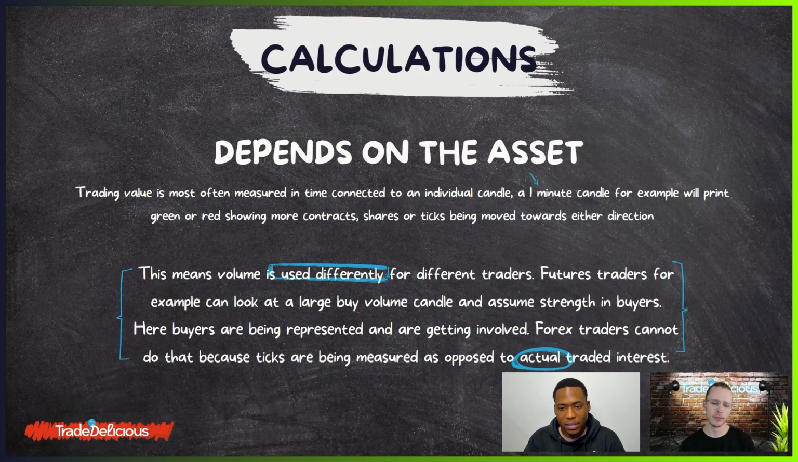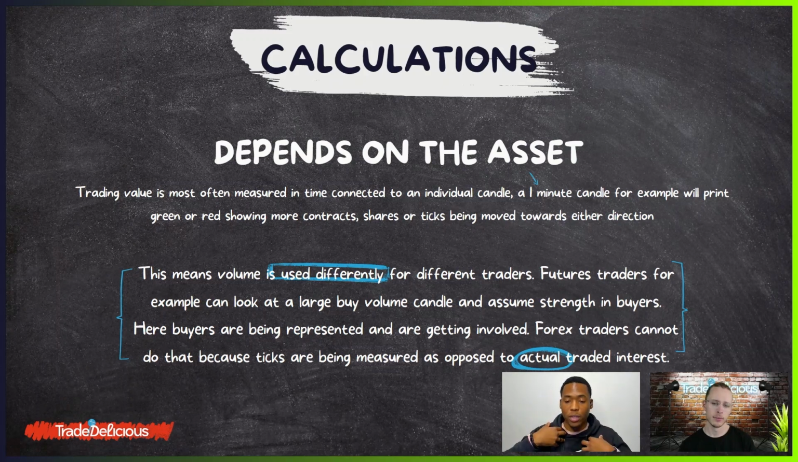It really depends on the asset. Trading volume is often measured in time connected to an individual candle. Like I said earlier, a 1-minute candle, for example, will print green or red, showing more contracts, shares, or ticks that were being moved in either direction during that time period. But this means that volume is used differently for different traders.